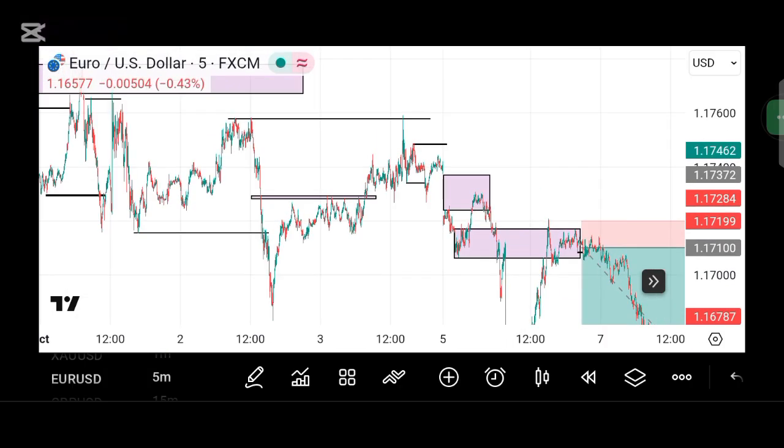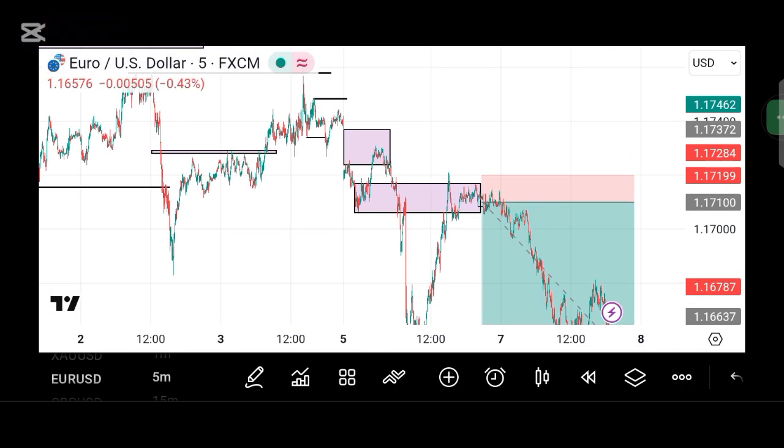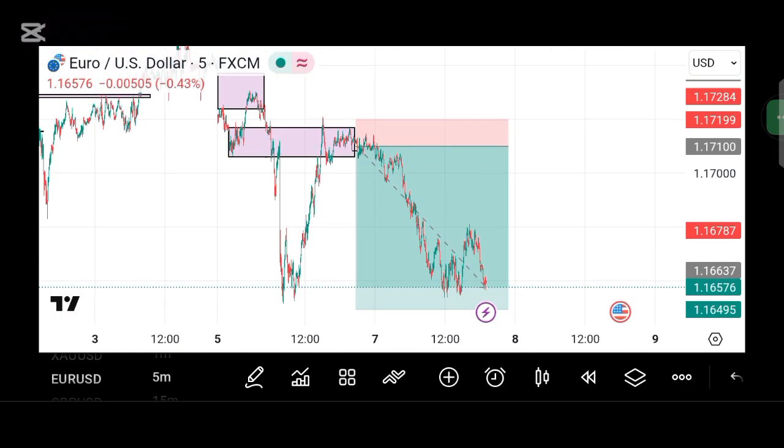So it was only these two I saw. This one wasn't really happening in an ideal time frame for me because Asian session is more like our resting time here. So that will be on Euro USD, and we are almost at our targets.